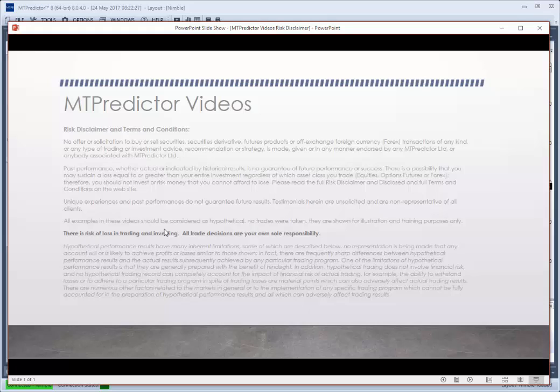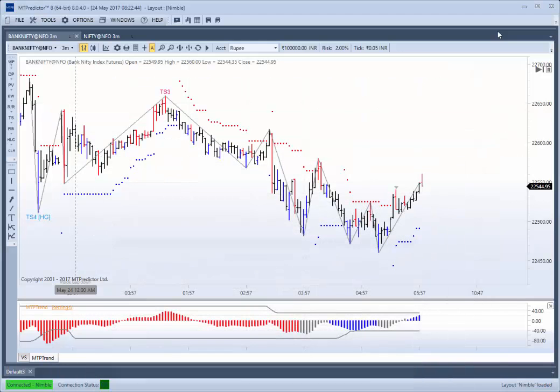All professional traders know and understand, and more importantly accept, that losses can and will and do unfold. I'll say that again. Losses can and will and do unfold. The trick is keeping them small. We'll be looking at some losses in this video as well. And also, all trade decisions are your own sole responsibility.